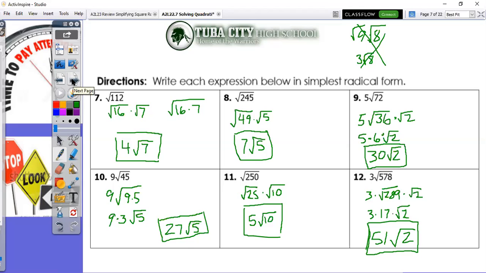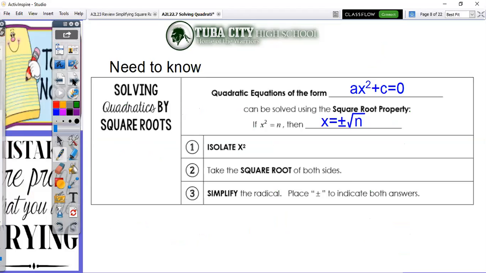Now keep in mind that this is kind of a review of Algebra 1. I know I teach it in my Algebra 1 classes, but what do we need to know for today? So we're going to take this lesson a few steps further from what we already know. We're going to learn how to solve a quadratic by using a square root, or what we call the square root method.